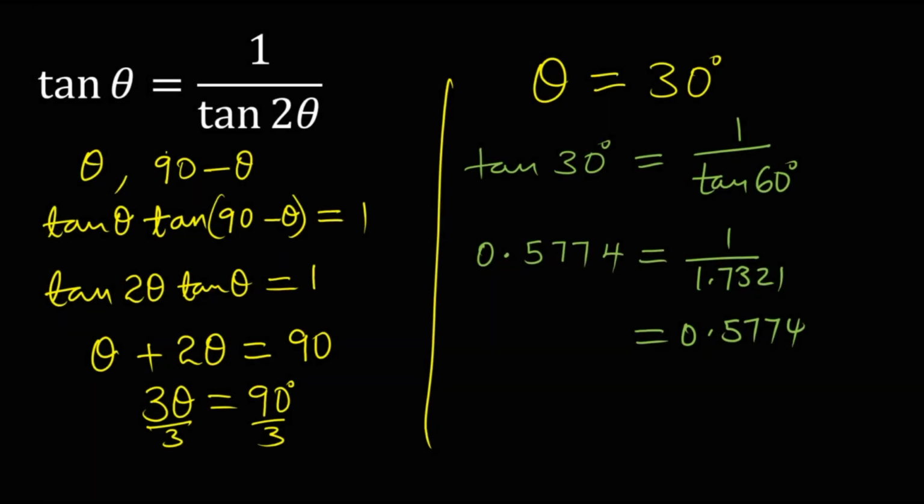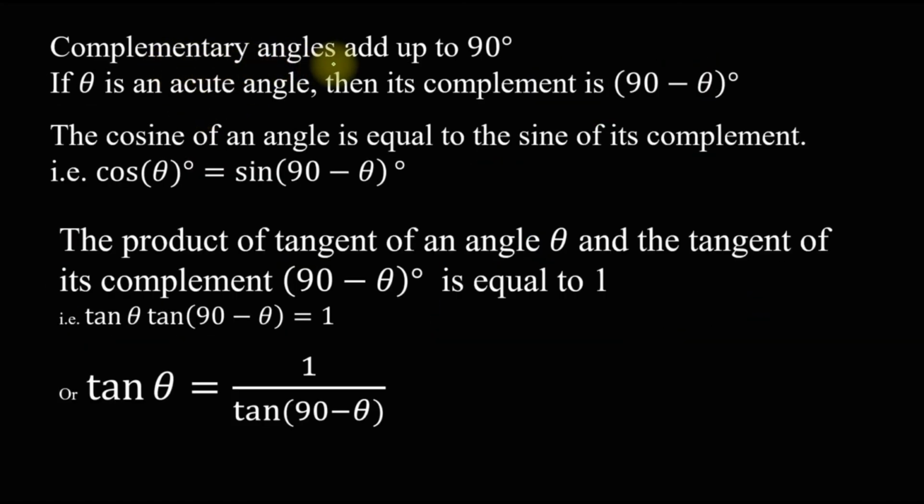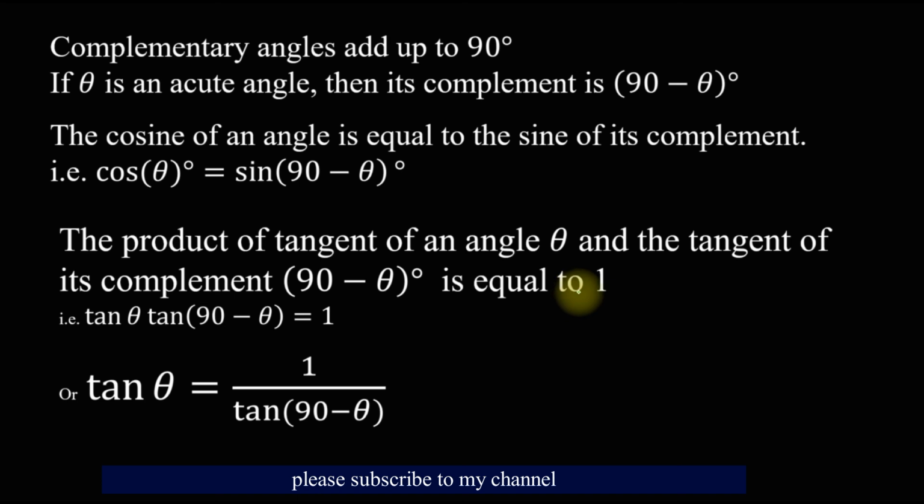So in conclusion, we say that complementary angles add up to 90 degrees. If theta is an acute angle, then its complement is 90 minus theta. And the cosine of an angle is equal to the sine of its complement, that is cosine theta will be equal to sine of 90 minus theta. And for the case of tangent, the product of the tangent of an angle theta and the tangent of its complement, 90 minus theta, is equal to 1. That's what we have here.